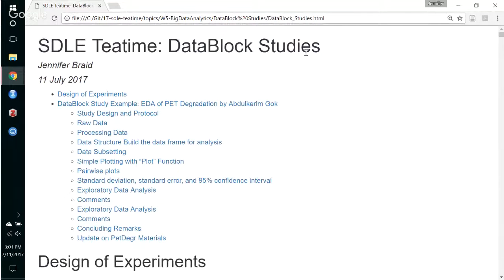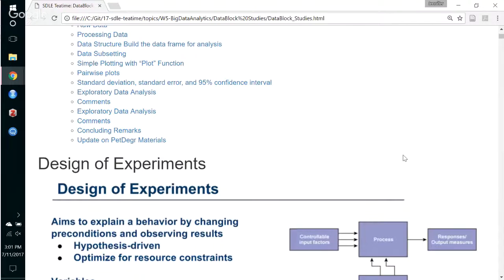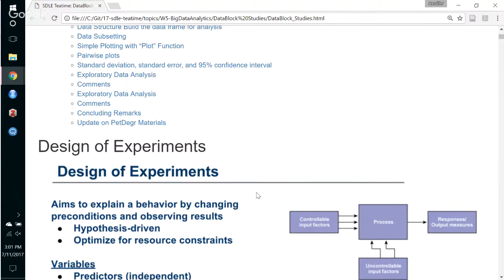So hi, everybody. Thanks for coming. I'm going to talk about DataBlock studies. This is a topic that I think as scientists, we do kind of instinctively, but seldom consciously think about. And this is the design of experiments, and specifically the design of DataBlock experiments.